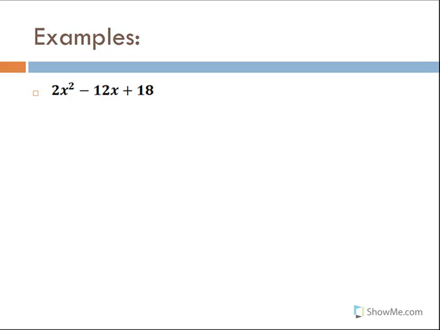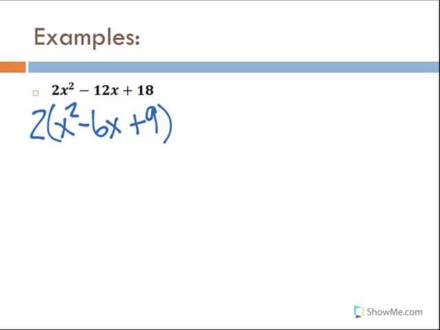Another example. Does this fit a squared method? I can't write 18 as something squared, and I can't write 2 as something squared, but let's go back to what we talked about the other day. Can I factor something out of all of these? The answer, of course, is yes. I can take a 2 out of every one of these terms. Then I would have x squared minus 6x plus 9.